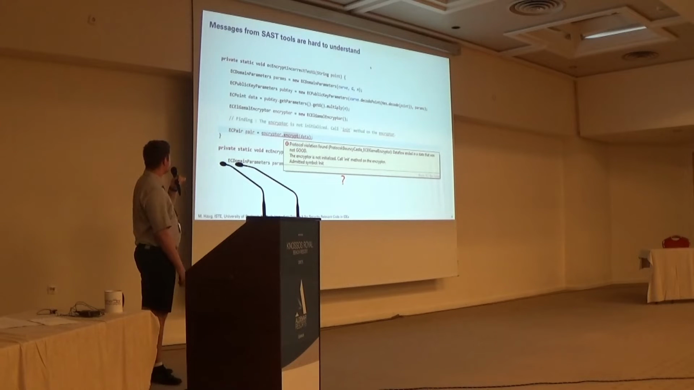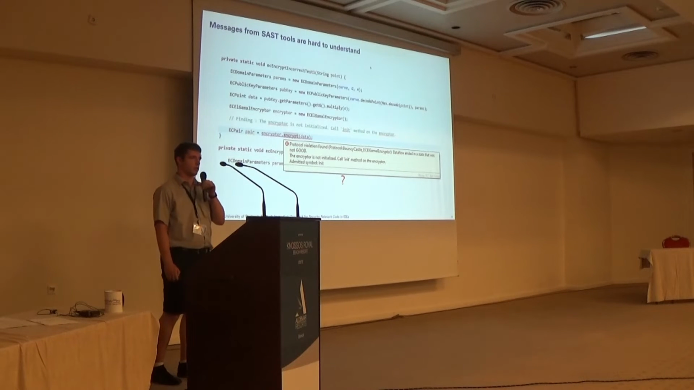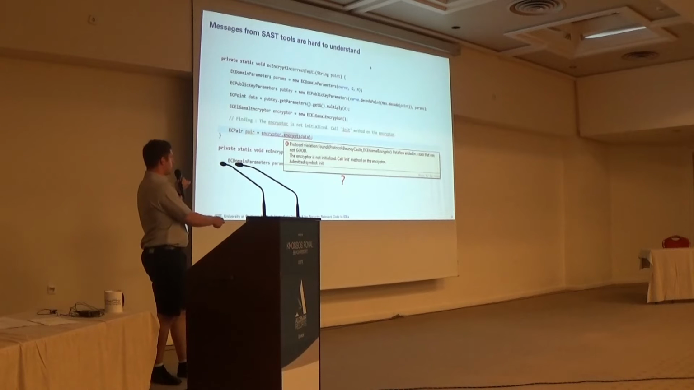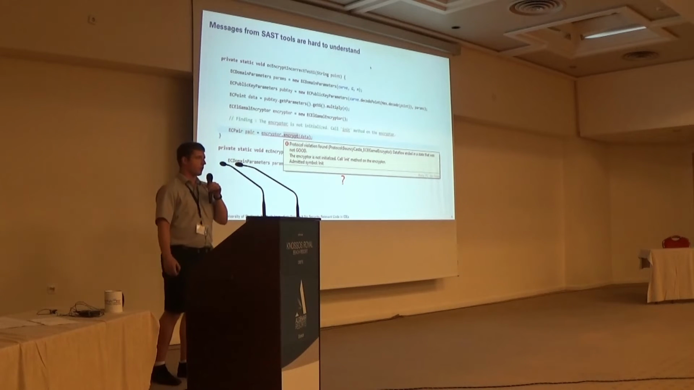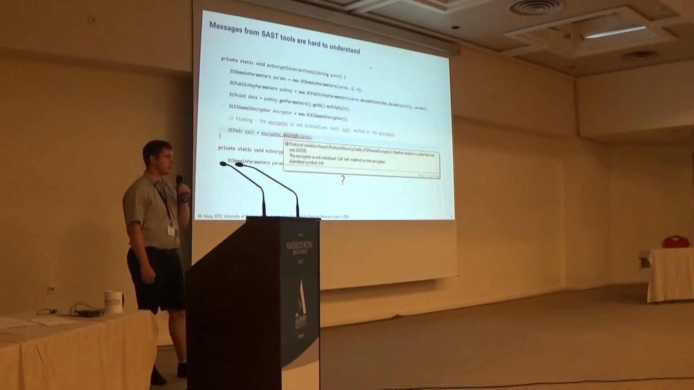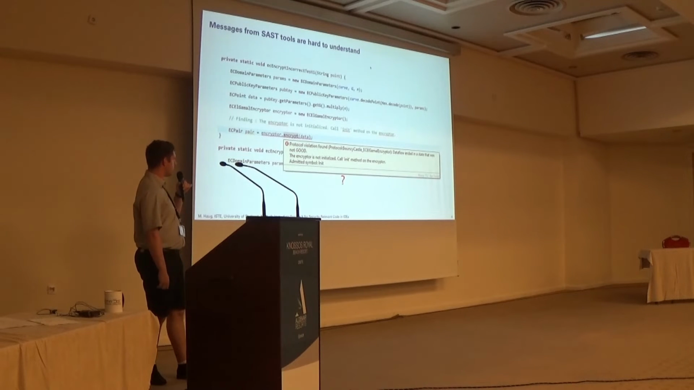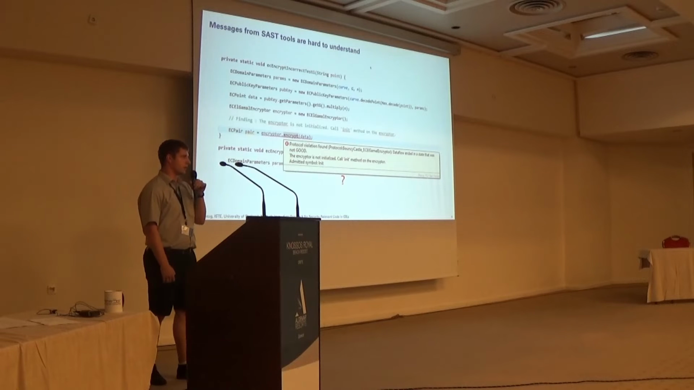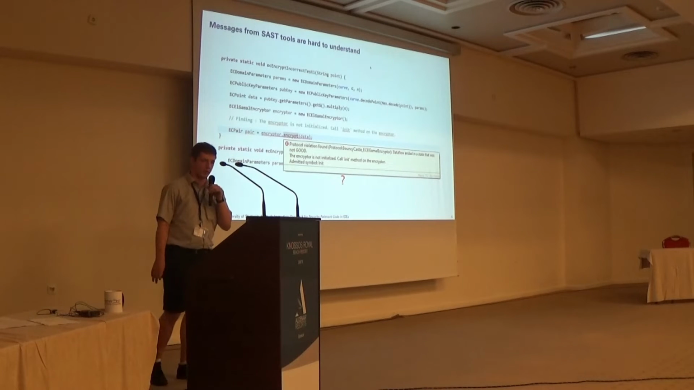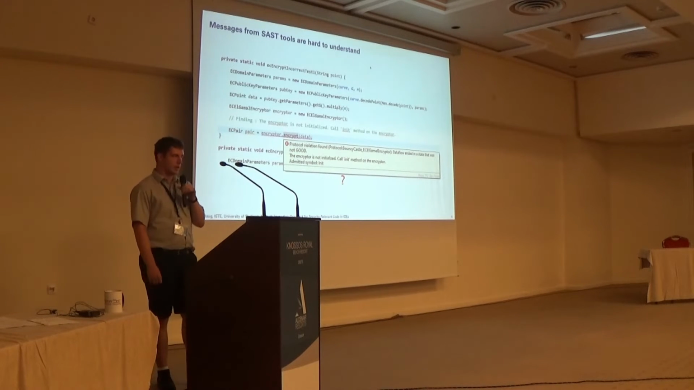The second problem we see is that messages from SAST tools are typically hard to understand. This is an example from an early prototype of CryptoMate, and here the data flow ended in a state that was not good. From this you cannot really find a problem. This is true for about 80% of the messages that the tool pumps out, and it doesn't help you to identify the concrete error here.